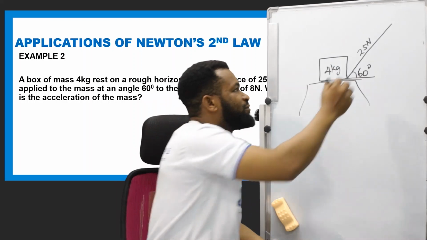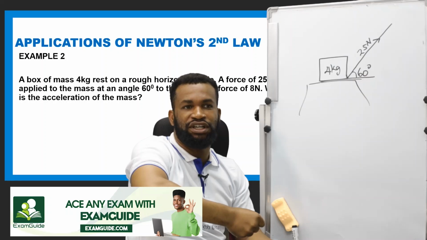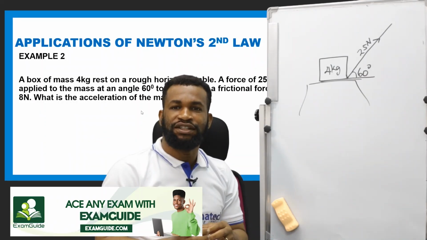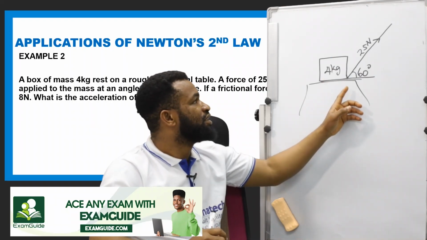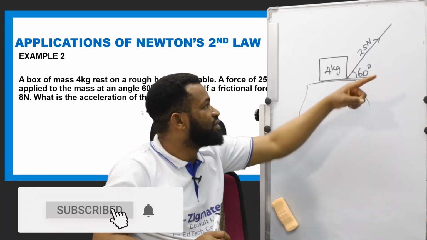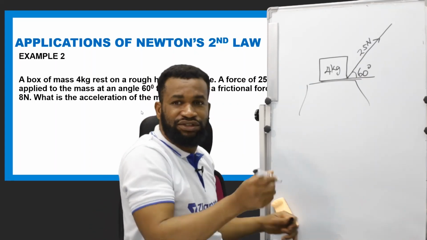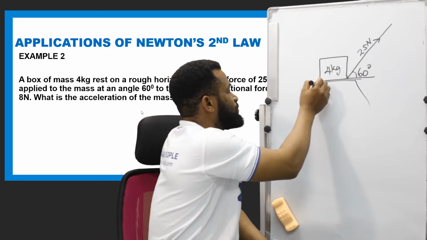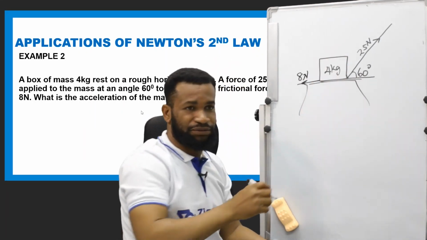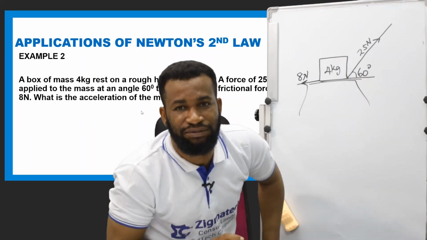I don't know if you have experienced that before. At least you see people tying a rope on a load and start pulling it at an angle. Now, a box of mass 4 kg rests on a rough table, and a force of 25 Newton is applied at an angle of 60 degrees to the horizontal, and then a frictional force of 8 Newton is acting. So the frictional force must move in the opposite direction to the direction of the force. I say, what is the acceleration? So the body is in motion. That is the essence of Newton's law.